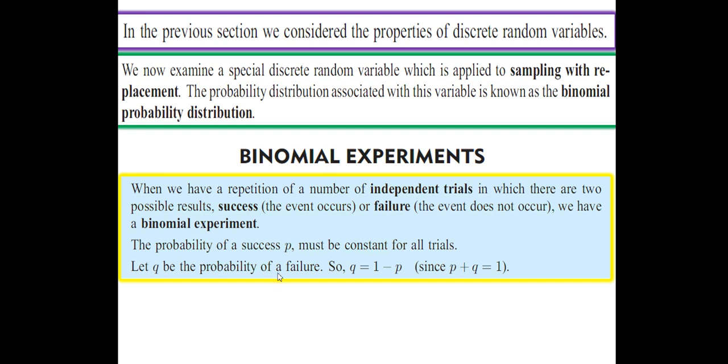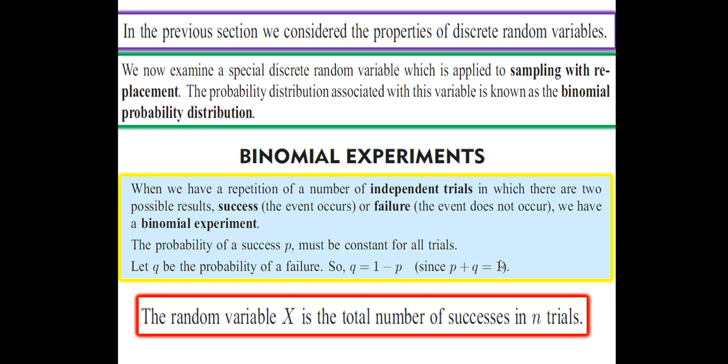Let Q be the probability of failure. Because all probabilities add up to 1, the probability Q of a failure must be 1 minus the probability of a success. So Q plus P must equal 1, because every outcome is either a success or a failure. Hence they have to add up to 1.